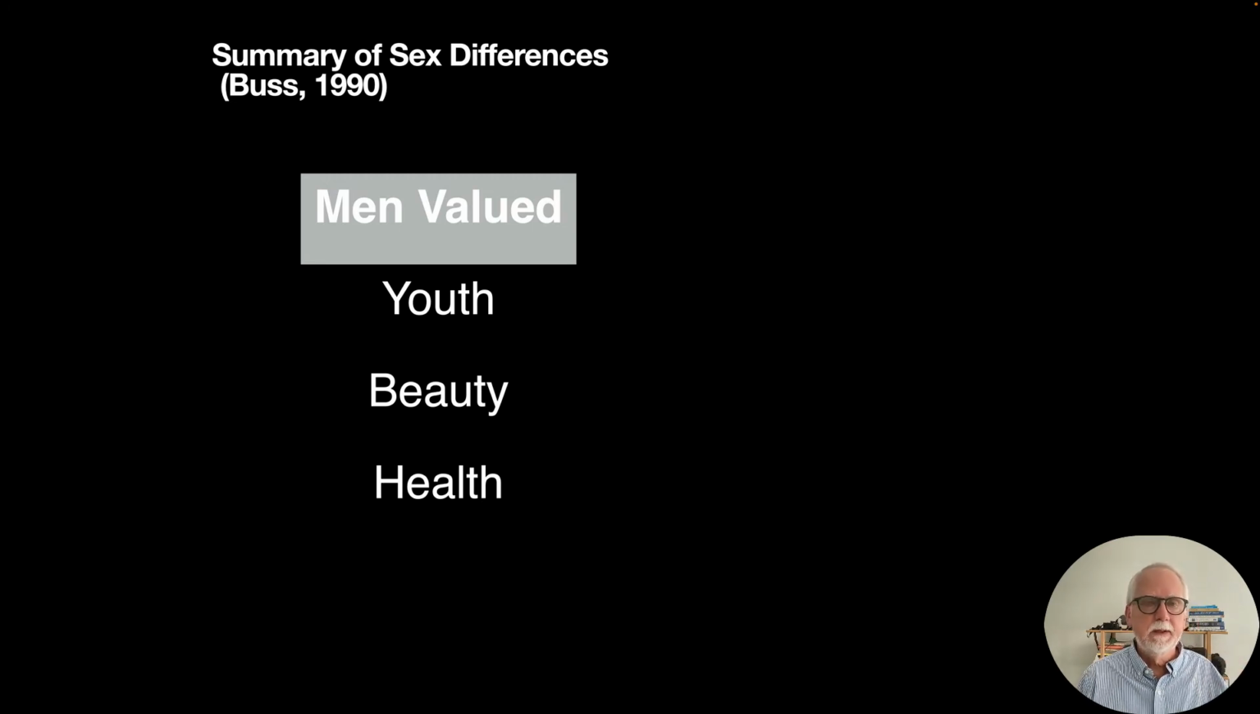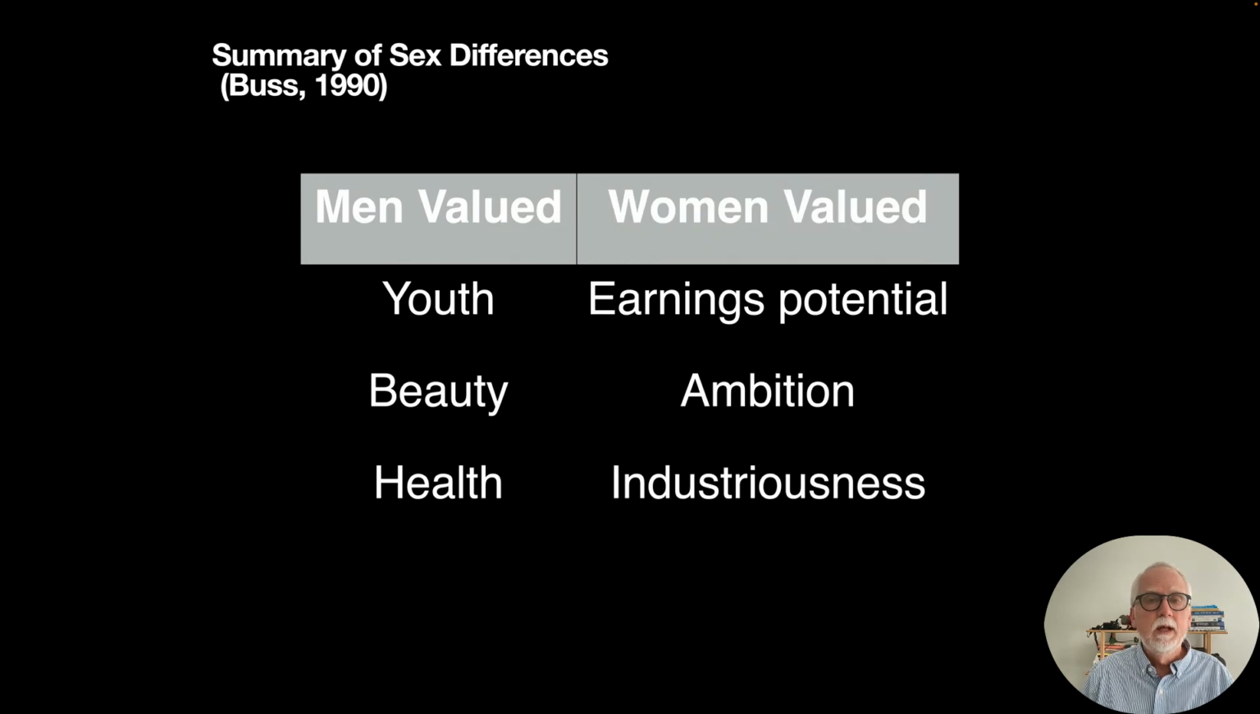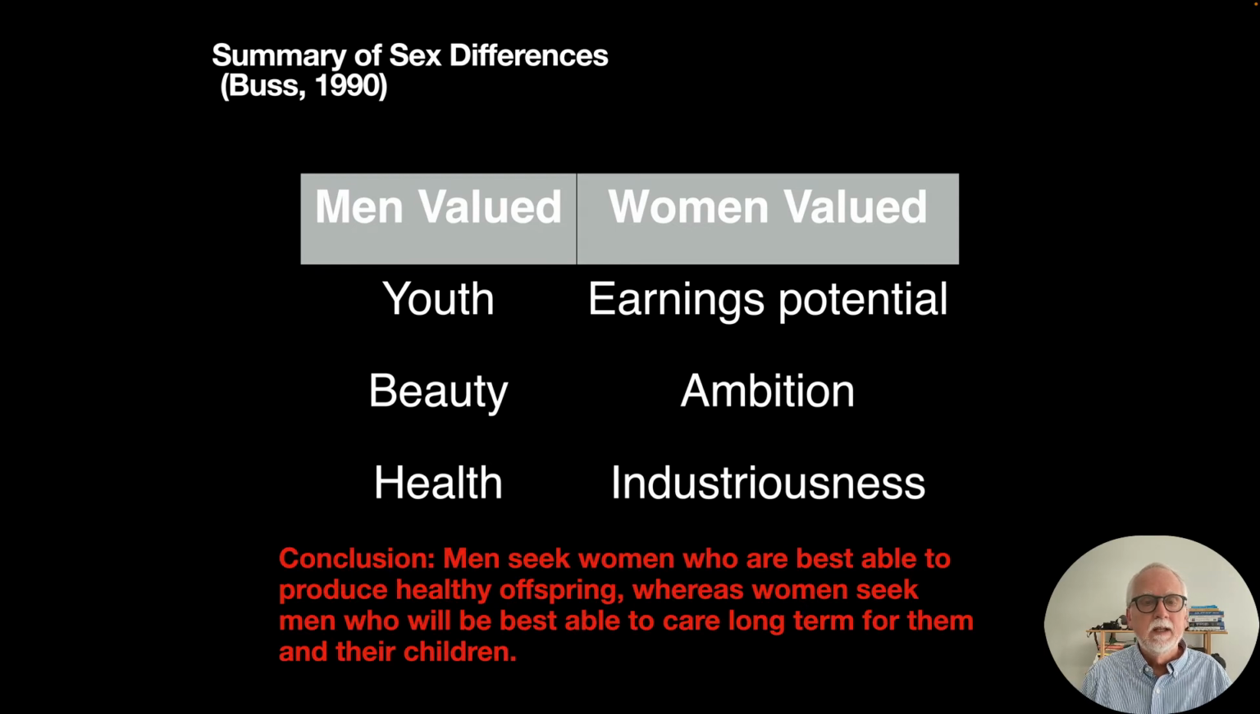But most of this work has been founded on the idea that because of evolution and the pressures of wanting to pass on genes to offspring, they focus more on heterosexual attraction. Anyway, back to what Buss was saying in 1990, he says from all of his research that men tend to value youth, beauty, and health, whereas women are valuing earnings potential, ambition, and industriousness. And the conclusion is that men are seeking women who are best able to produce healthy offspring. That's why they want younger women. They want a beautiful woman because it kind of indicates that she doesn't have any health problems that might cause their children not to be born, and same with overall health.